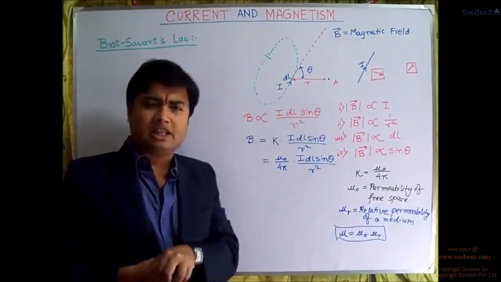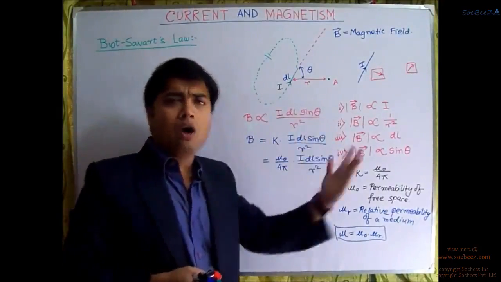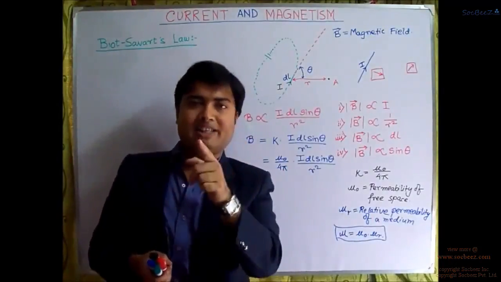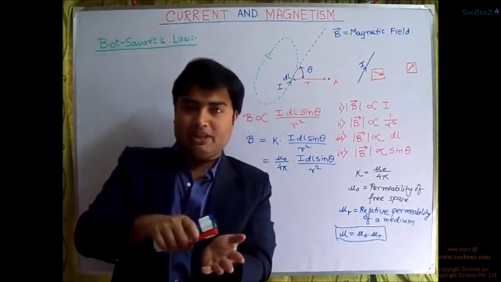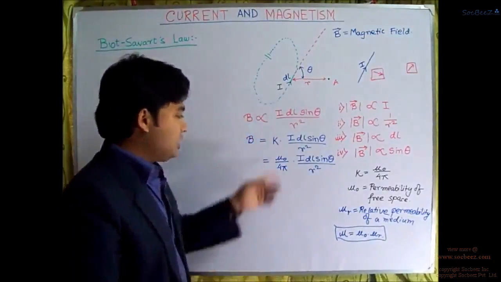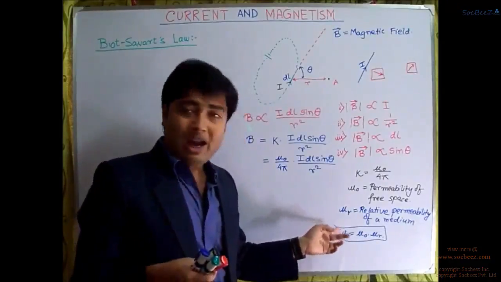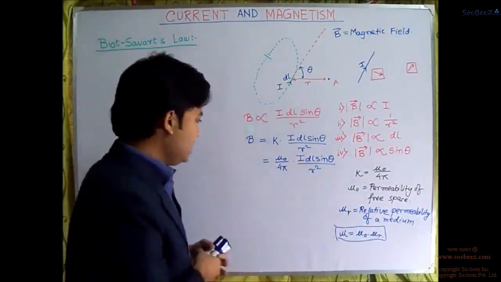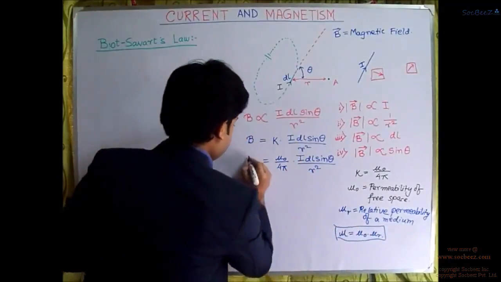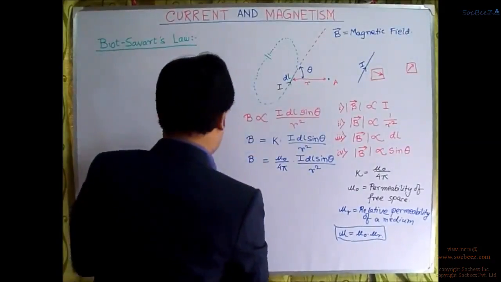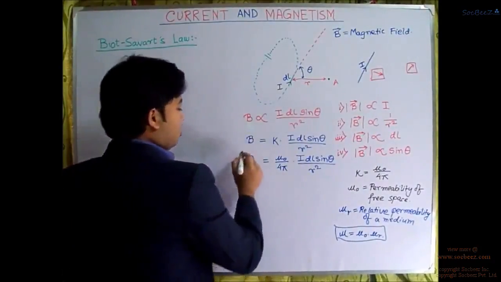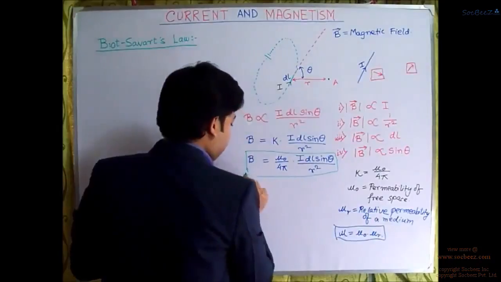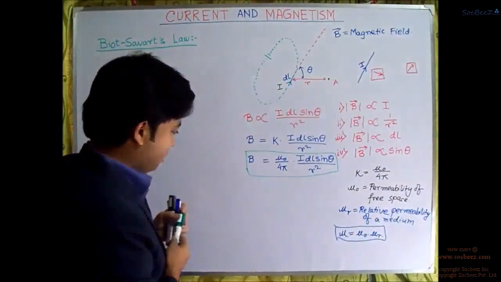So in any of the sections throughout the entire topic of current and magnetism, if you find out that water or some other medium is given, it is recommended to change this mu naught into mu, where the value of mu will be equal to mu naught multiplied by mu r, right? So this is the expression which is being given by the Biot-Savart Law.